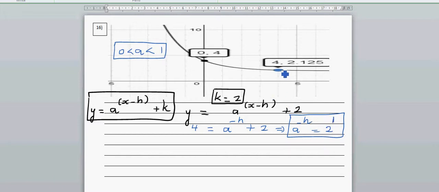So for that, we have to put the other point again. When x is 4, y is 2.125. So again, we're going to put this point in this equation. I'm going to write here, when x is 4, y is 2.125, which is equal to a to the power, x is 4, so 4 minus h, plus 2. Same process, I'm going to take away 2 from both sides. So a to the power 4 minus h is equal to 0.125. You can pause this video and try to understand these two steps.